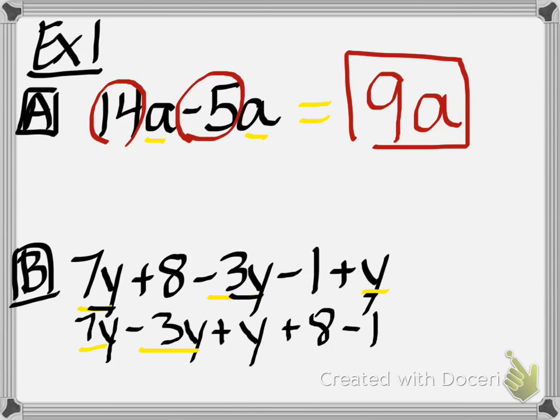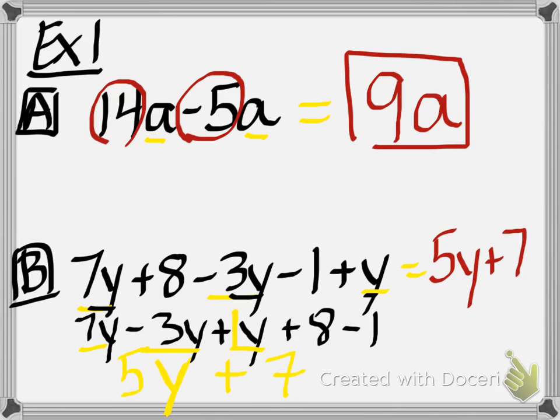Now I can combine my like terms easier. 7y minus 3y plus y. Here's my variable y. 7 minus 3 is 4. This is like a 1 right here. So 7 minus 3 is 4, plus 1 gives me 5. So I have 5y plus, and then 8 minus 1 is 7. So the answer to this one is 5y plus 7.